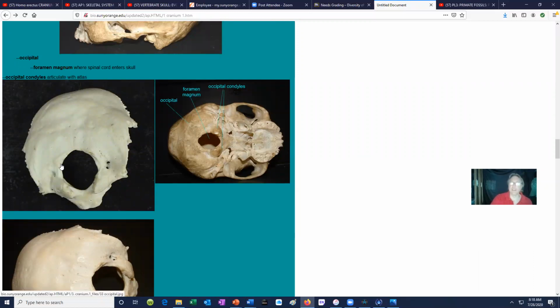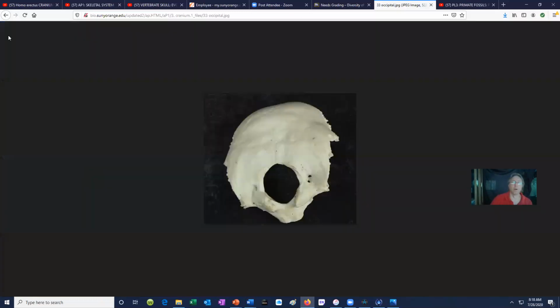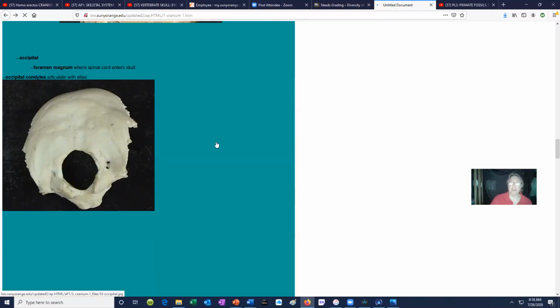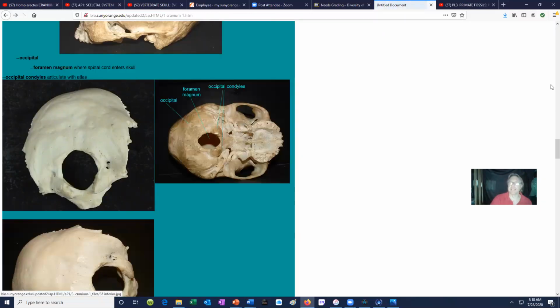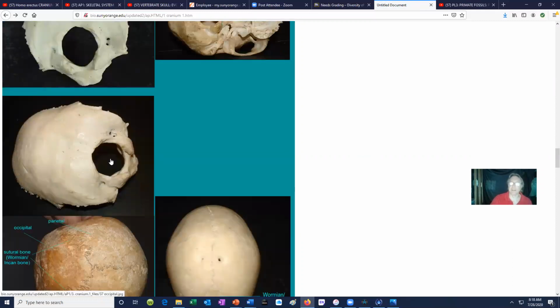In the posterior of the skull, there is one occipital bone, and its perhaps most prominent feature is this large opening, this Foramen Magnum. Its name literally means big hole, foramen meaning hole, magnum meaning big. So the occipital bone has this Foramen Magnum, and it's here that the spinal cord then enters the skull and becomes the brain.